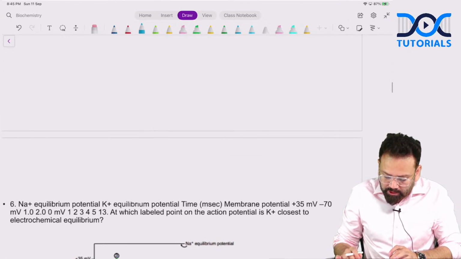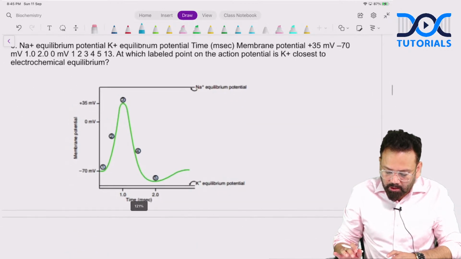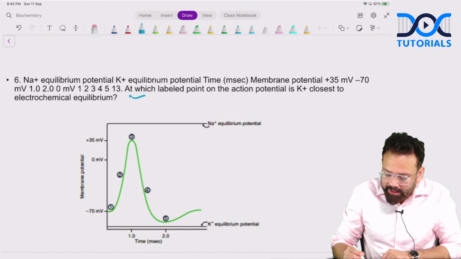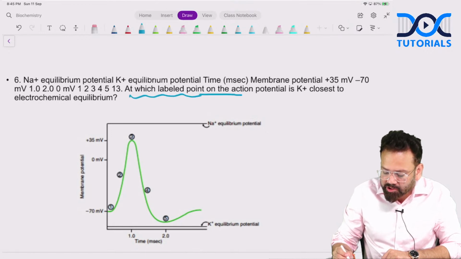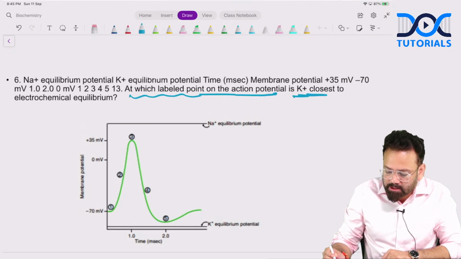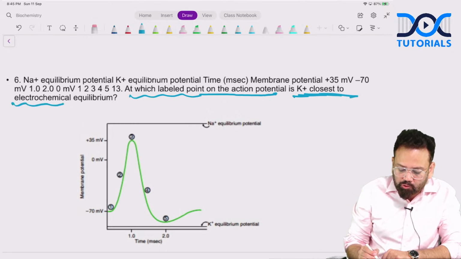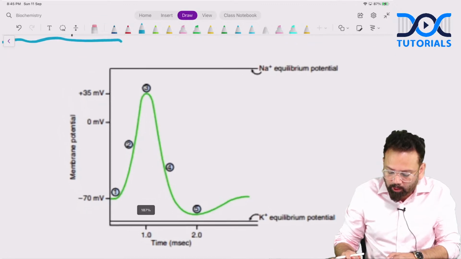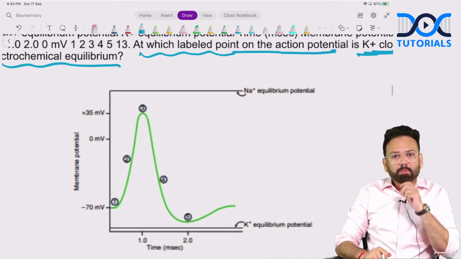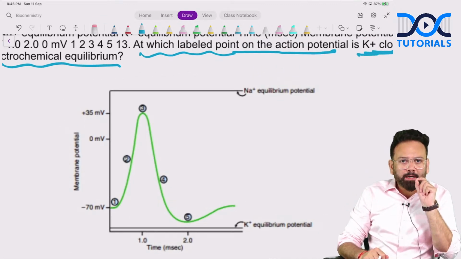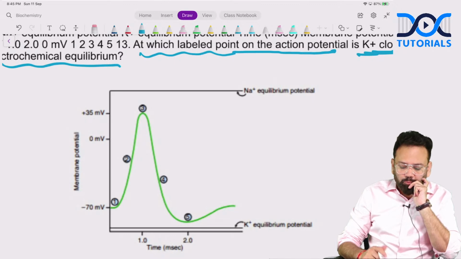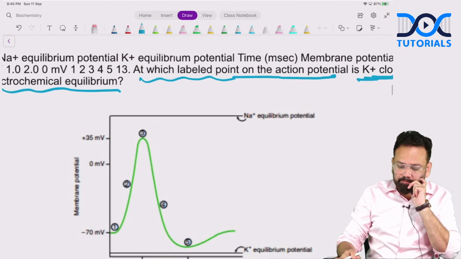Now, come to this simple action potential curve. This is a very simple curve. The question is asking at which labeled point on the action potential potassium is closest to the electrochemical equilibrium. At what point is it closest to the potassium Nernst potential? Point 1, 2, 3, 4 or 5?